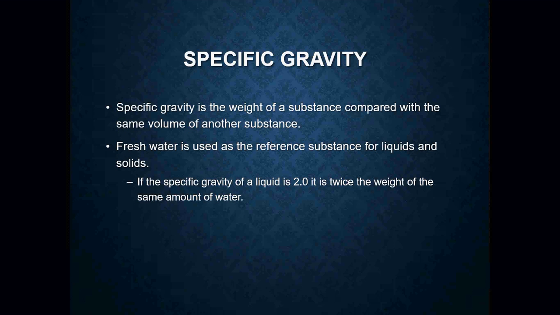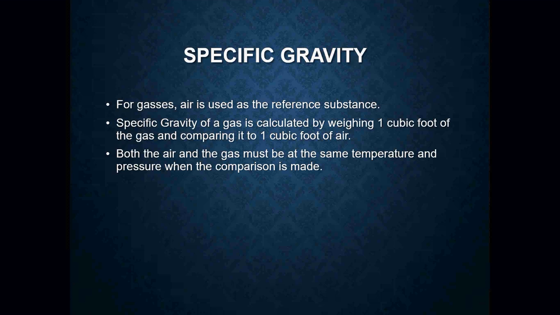Another concept we have to think about is the specific gravity of a gas. Specific gravity is the weight of a substance compared with the same volume of another substance. Fresh water is used as the reference substance for liquids and solids. So if the specific gravity of a liquid is 2, it is twice the weight of the same amount of water. The specific gravity of water is 1.